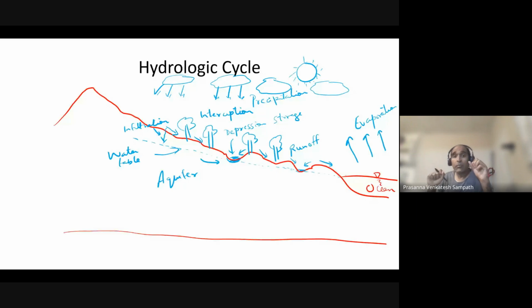So the water can move from the aquifer to a surface water body. Sometimes it can also move from the surface water body to the aquifer. So this is the interaction between the aquifer and the surface water body. When the water is flowing from the aquifer to the surface water body, we refer to that flow as base flow, B-A-S-E-F-L-O-W. Base flow is the component of water that flows into a surface water body from the groundwater.